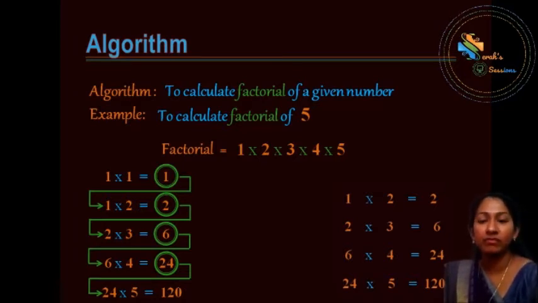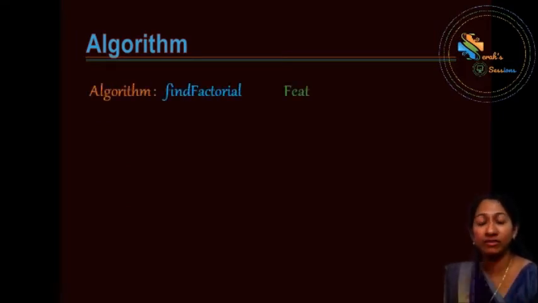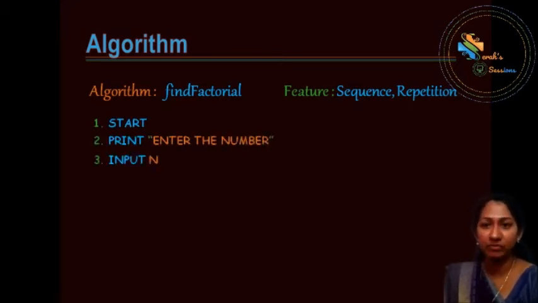Now we'll see how an algorithm can be written. I'm giving a name for the algorithm as Find Factorial. The features are sequence and repetition. Here, see, I've started the algorithm. I'm asking for the input: enter the number, input n. Okay, after accepting the number, I can start my calculation.